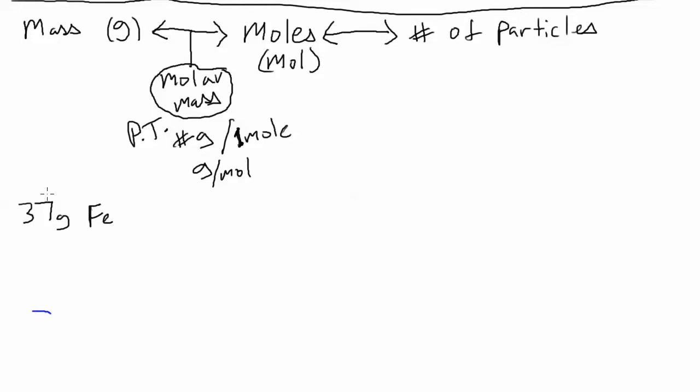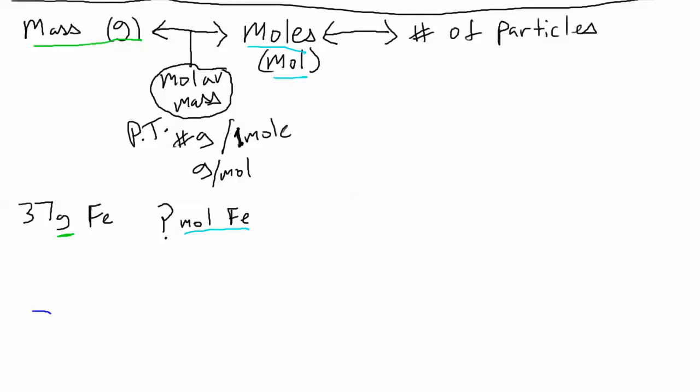37 grams of iron. Now 37 grams is a mass, right? And so let's say that for whatever reason we needed to know how many moles of iron that was. And moles, right, is here. So we want to go from mass, grams, to moles over here. And to do that we have to know the molar mass.